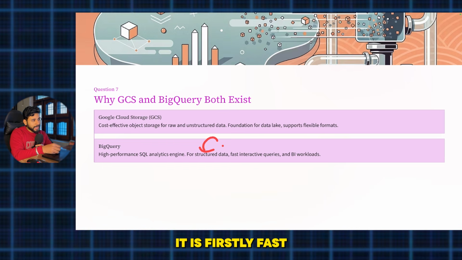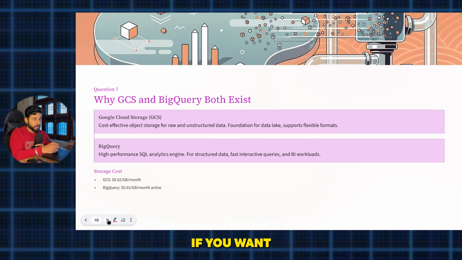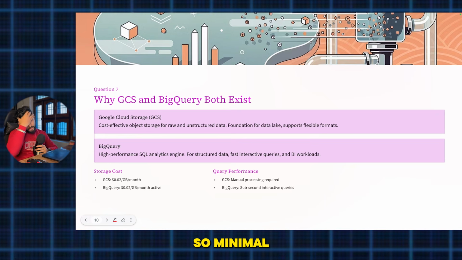For structured data, it gives you fast interactive results and queries, and it is for BI workloads, any kind of business intelligence workflows you want to run. Eventually it also depends on the cost. GCS costs you per GB, similar to BigQuery, where very structured data is there, so minimal changes are needed.